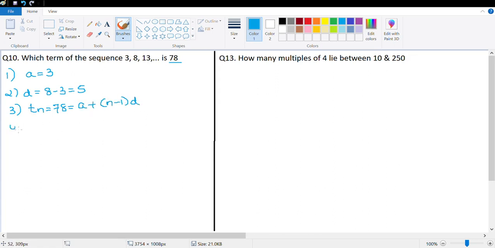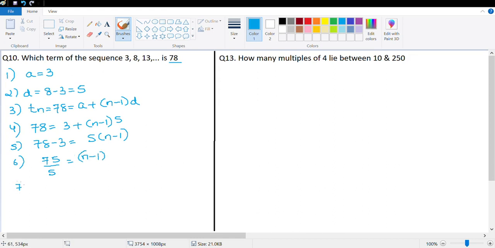Substituting values, I get 78 is equal to A, which is 3, plus n minus 1 times D. D is 5. So this is 78 minus 3 is equal to 5 times n minus 1. 78 minus 3, that's 75. Dividing both sides by 5, I get 75 upon 5 is equal to n minus 1. 75 upon 5, that's 15. So n minus 1 is equal to 15. Therefore, n is equal to 16.